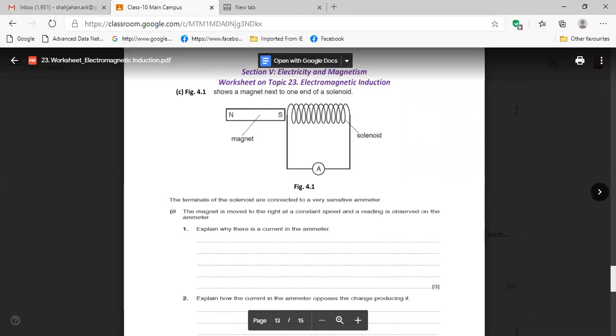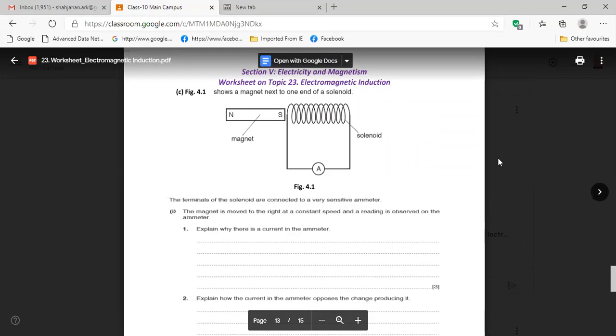Have you understood the question? Yes, sir. If you understood the question, now tell me the answer. What should be the answer? The ammeter's needle would read in the opposite direction. Let us go to other students. So the ammeter deflects in the opposite direction, maybe.